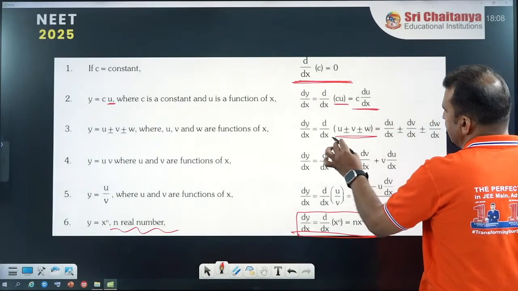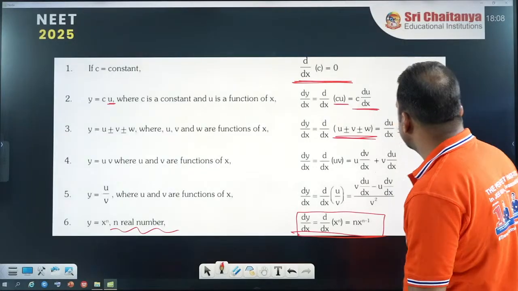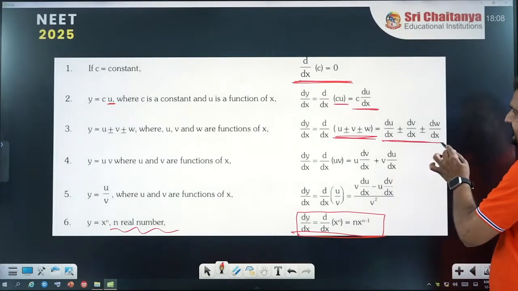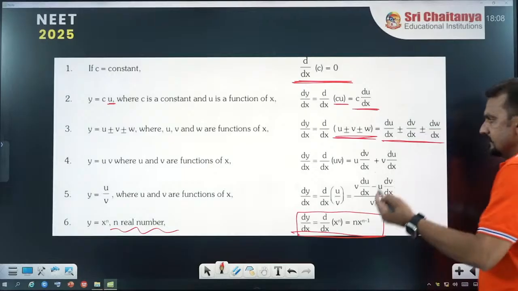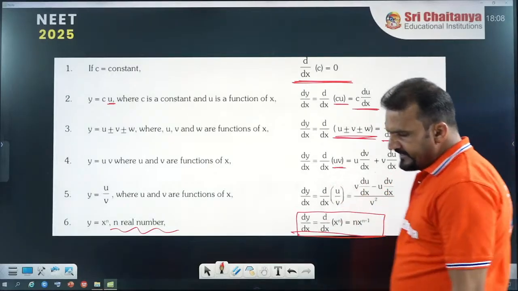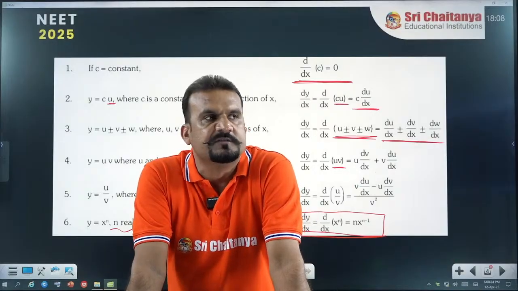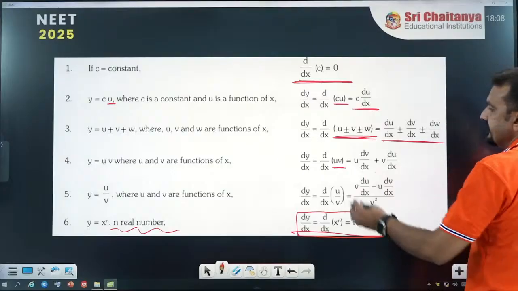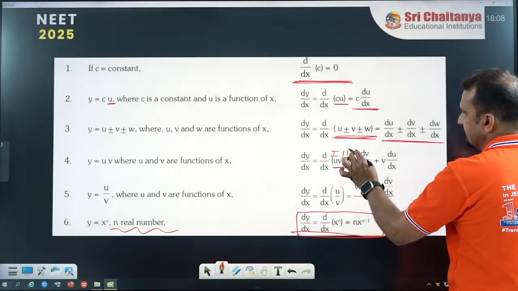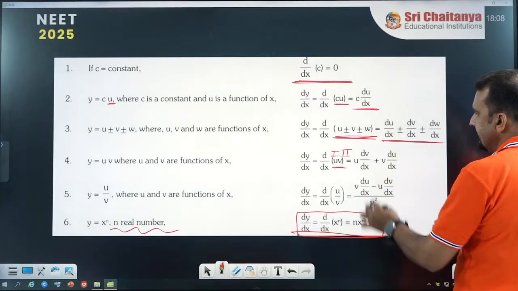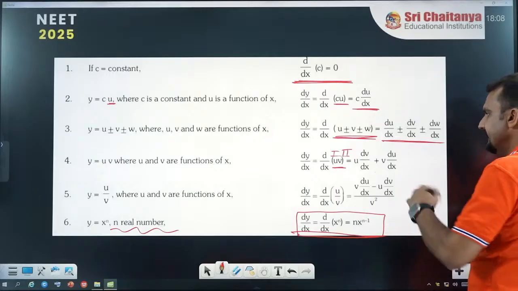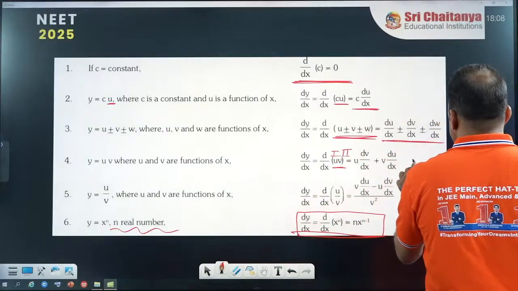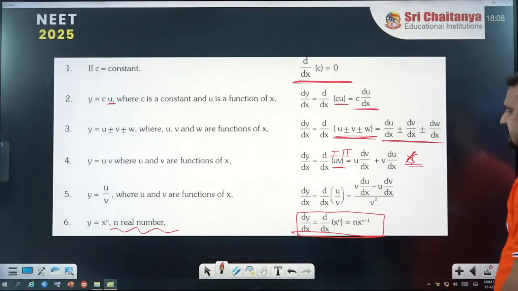If 2, 3 functions are in sum or subtraction form, then you can separate them and differentiate separately. So this is addition and subtraction rule. Third one, if 2 functions are in multiplying form, let us assume u into v, something like that. In that case, how to differentiate? This is first function u, this is second function. So take first function outside, differentiate second function. Then second function outside and differentiate first function.